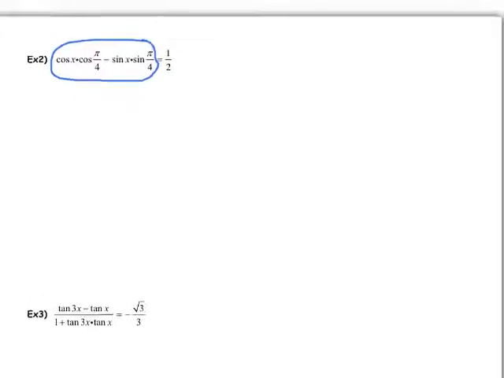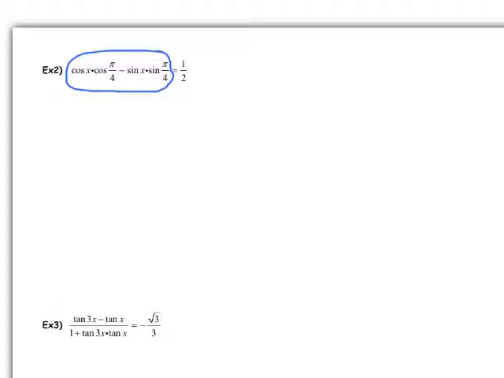All right, so in example 2, I have cosine x times cosine pi over 4 minus sine x sine pi over 4 equals 1/2. I am in radians this time, something to note. And when I try to match this up, what are you going to match this left-hand side to? So you're looking for cosine, cosine, minus sine, sine. So it matches up exactly to, and I'm just going to write the side we're going to be concerned with, cosine A plus B.